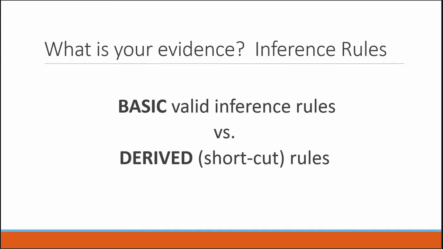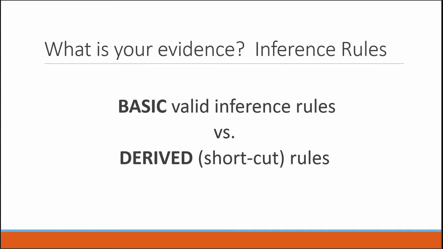Basic valid inference rules are patterns of inference which cannot be proven valid using other inference rules. Instead, the validity of these most basic patterns of inference has to be self-evident. It has to be self-evidently valid. And in fact, most basic valid inference rules are so self-evidently valid, the logical connection between premise and conclusion is so self-evident that you might find yourself thinking that they're silly or obvious. You want to skip them because they're so valid.